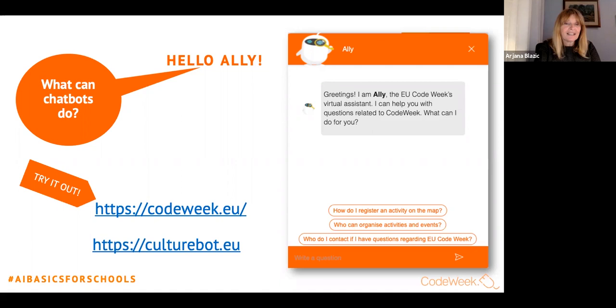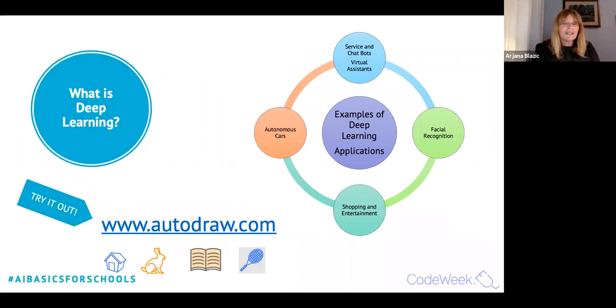Okay, let's go on with deep learning. We have another short activity here, AutoDraw. I use it quite often for creating icons. What you have to do is just start a drawing, and AutoDraw will offer you an icon to choose from.